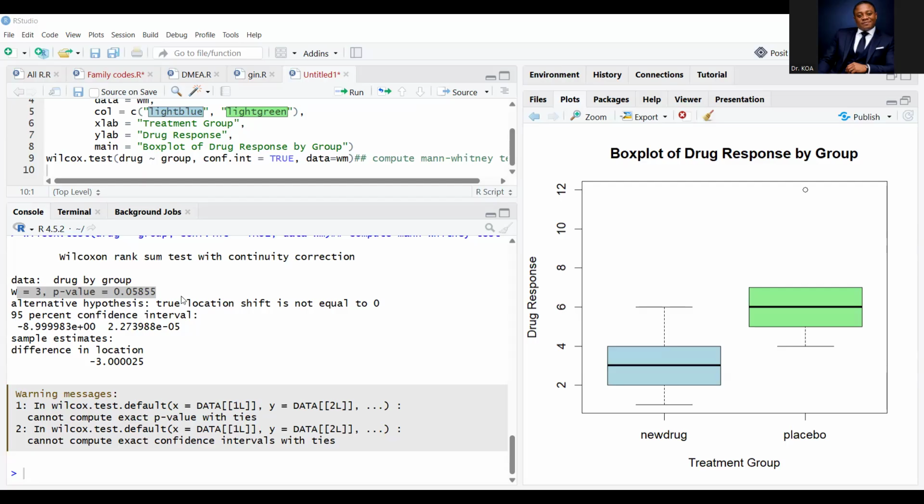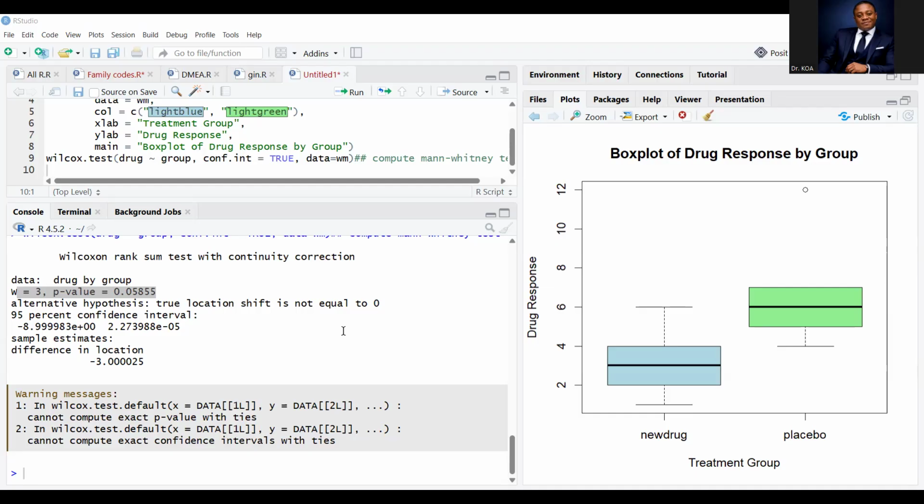Now, in the one we did, did we reject the null or did we not reject the null? We didn't reject. Exactly. In the placebo example, we didn't reject. What does that mean?